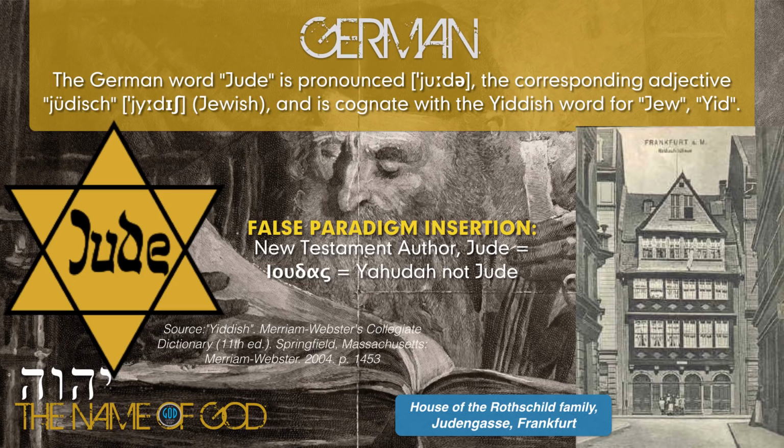Anyone that would allow their name to be changed so many times, that's just foolish. The German word Jude, pronounced Judy, is corresponding adjective jüdisch, Jewish, and is cognate with the Yiddish word for Jew, Yid, which is really pronounced Jid. See, the Y is a J in Yiddish, not any of the other languages that we discussed, none of them. So you know the origin. See, it comes from the word Jid, which isn't Yid.